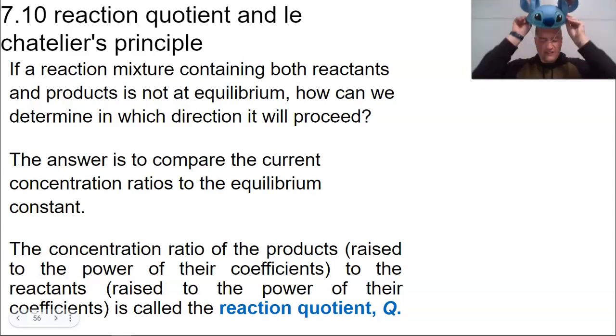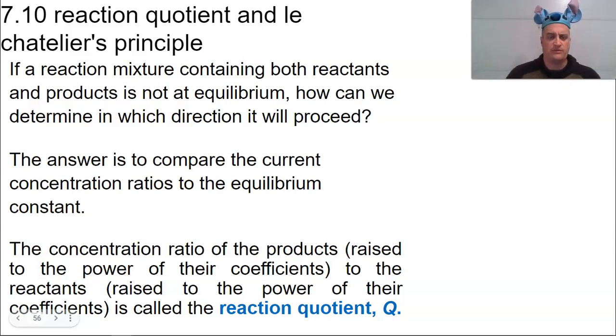All right. We're going to look at reaction quotient and Le Chatelier's principle. So we're putting things together. If a mixture contains both reactants and products not at equilibrium, how can we determine which direction it will proceed? So what this is saying is that it's not at equilibrium. Is it going to go towards the products, towards the reactants based upon what we know?